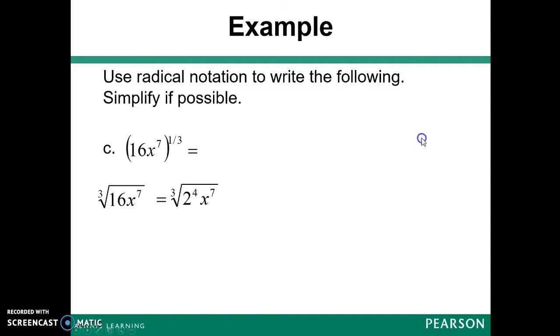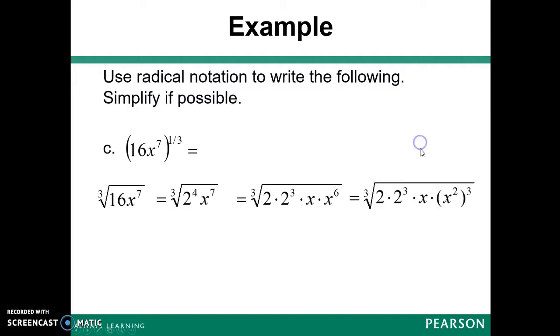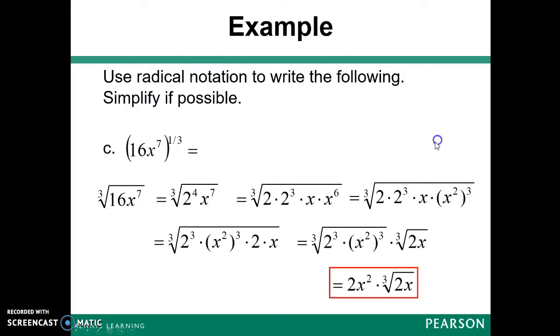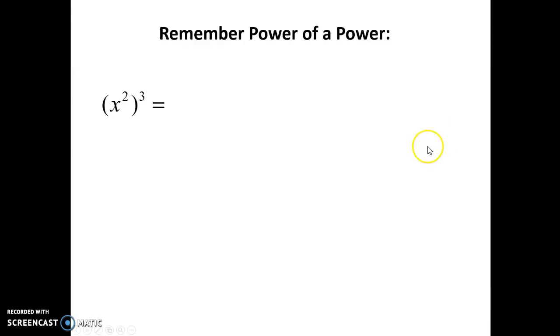I'm not even going to talk about all of this because it will only confuse you. If you want to, stop the video and look at it. But I really don't want to confuse you. I want to stick with slow and steady. Okay, remember power of a power? If I have x squared being raised to the third power, that means take your base of x squared and multiply it by itself 3 times.